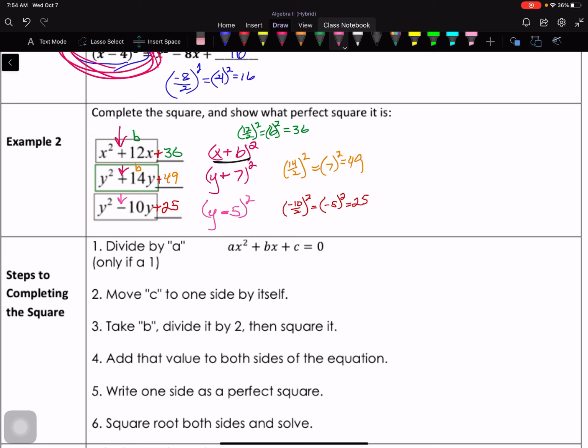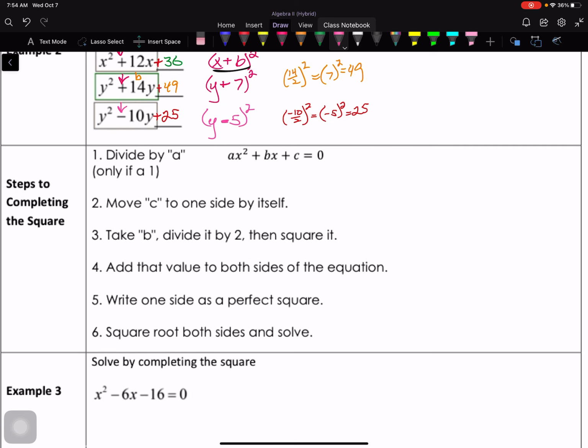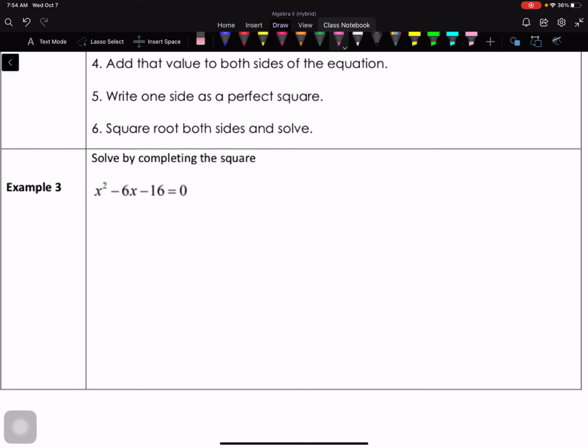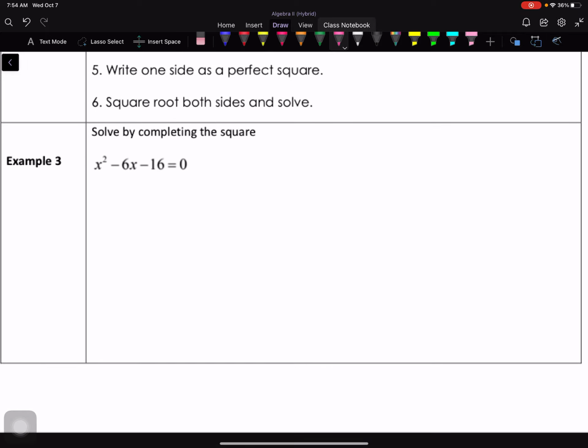And then from there, it's just the square root method. You can read through these directions right here. Let's talk through an example or two. Solve by completing the square. The first thing you want to do is get a and b on one side, and c you actually want on the other side.